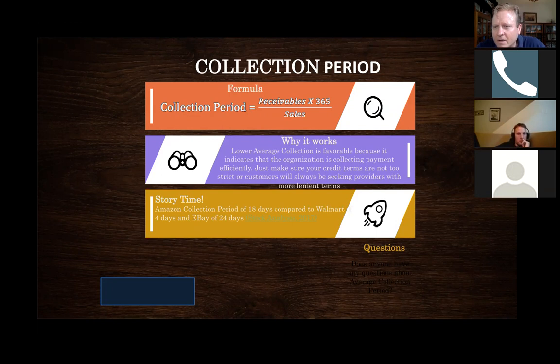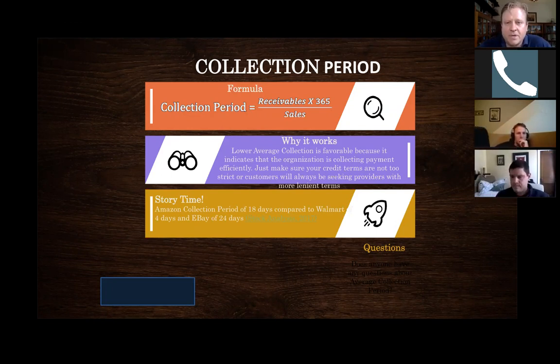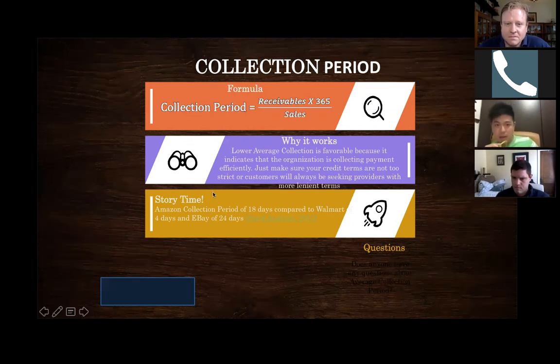Okay, and question for you guys. What if someone prepays? What would your collection period be? Would it be like 0? That only measures the receivables and the sales, so it doesn't belong to that period, I believe. Good answer, Jackie.